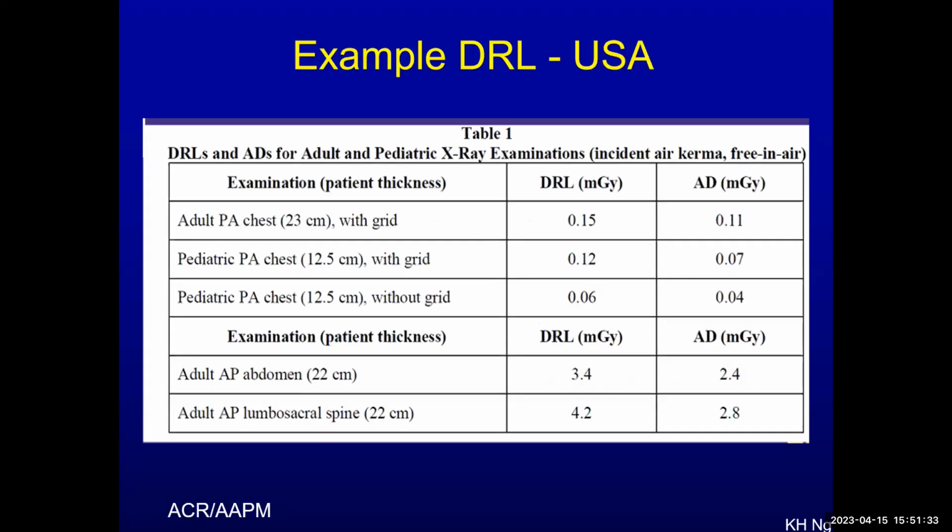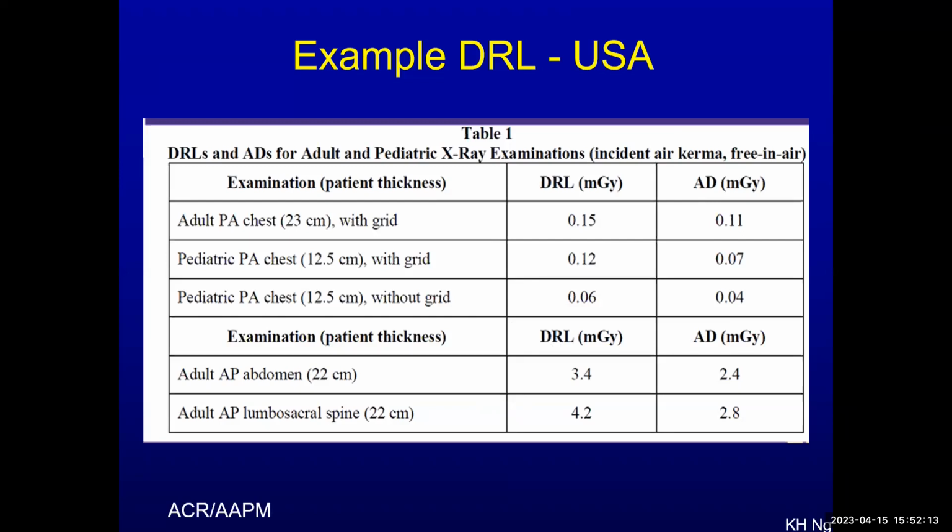I'll give you some examples of the DRL. This is from the United States. The adult chest PA with grid is 0.15 milligray. And then you have pediatric, and then abdomen AP is 3.4 milligray. That was published by ACR and AAPM. Oh, by the way, there's another term which we didn't introduce, achievable dose, and this is set at the 50th percentile. Look at the box plot at the middle, okay, 50%. DRL is set at the 75th percentile. Okay?